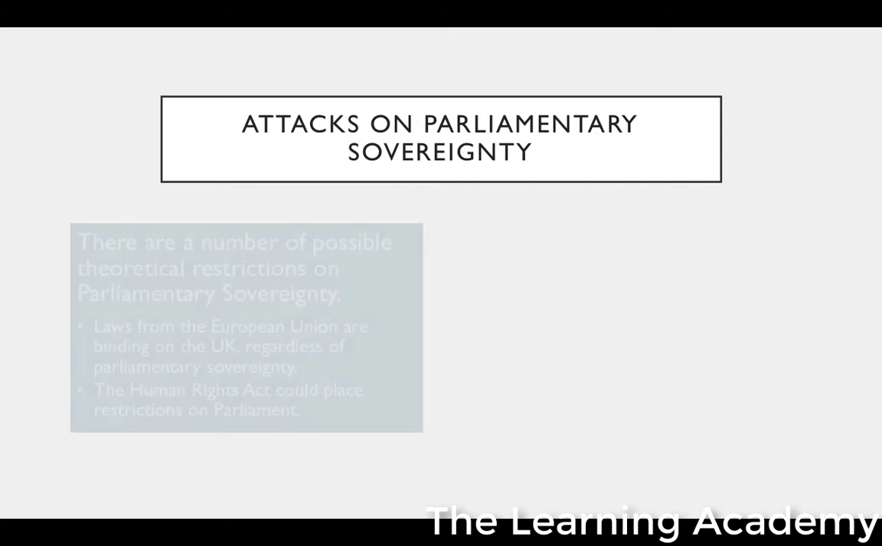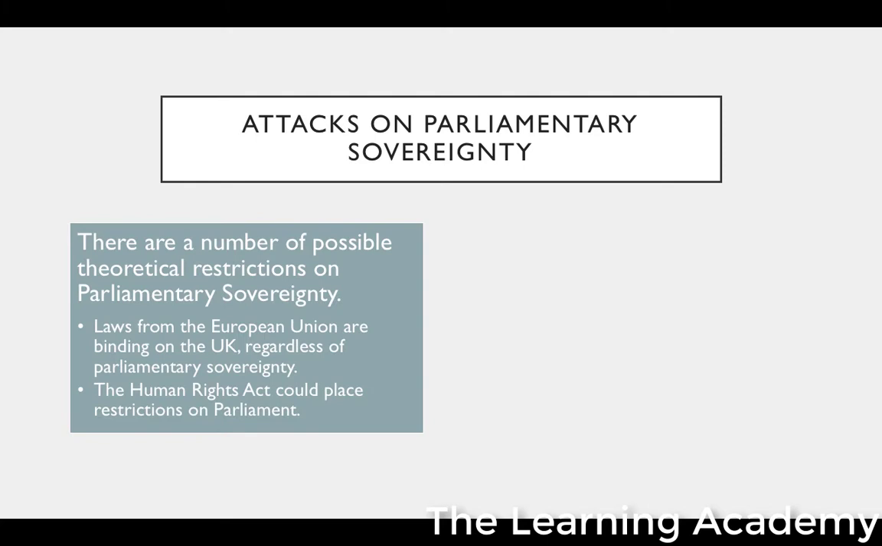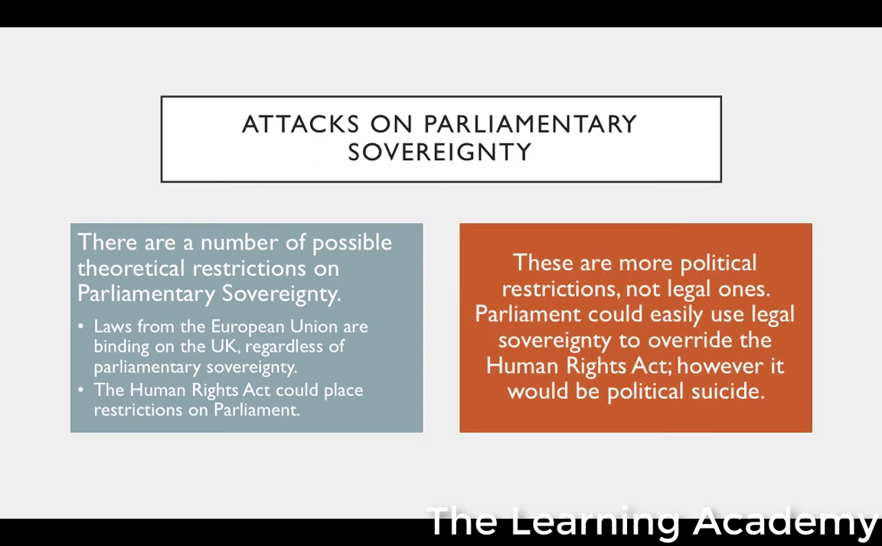So there have been attacks on parliamentary sovereignty. There are a number of theoretical restrictions of parliamentary sovereignty, and this really draws into the idea of political sovereignty versus legal sovereignty. First of all, legal sovereignty has been challenged from the fact that we have the EU and EU law binding on the UK, and this is regardless of parliamentary sovereignty. Okay? So EU law is binding in the UK, and Parliament doesn't really get a say in whether or not this is the case.